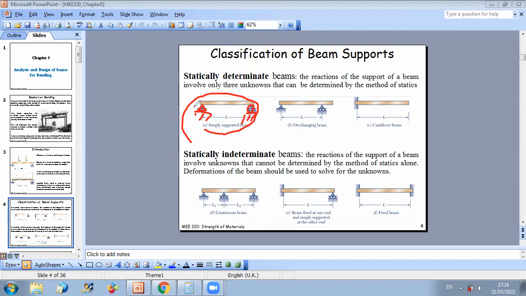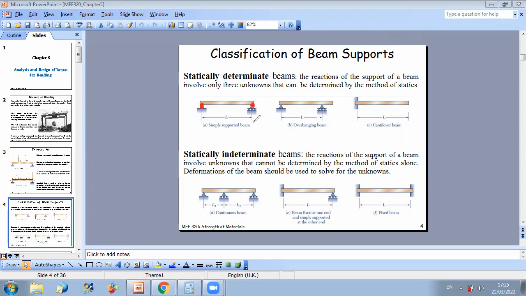And you know that the pin can develop reactions in Y and X directions. So it will prevent translation of the beam in both directions. It cannot develop a moment reaction. This is why whenever you have a pin at the extremity, the bending moment will always start at 0 and will end at 0 for the roller.